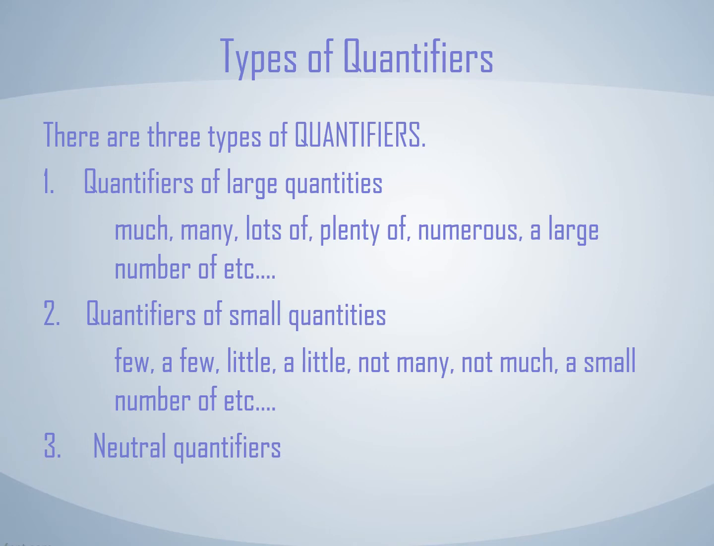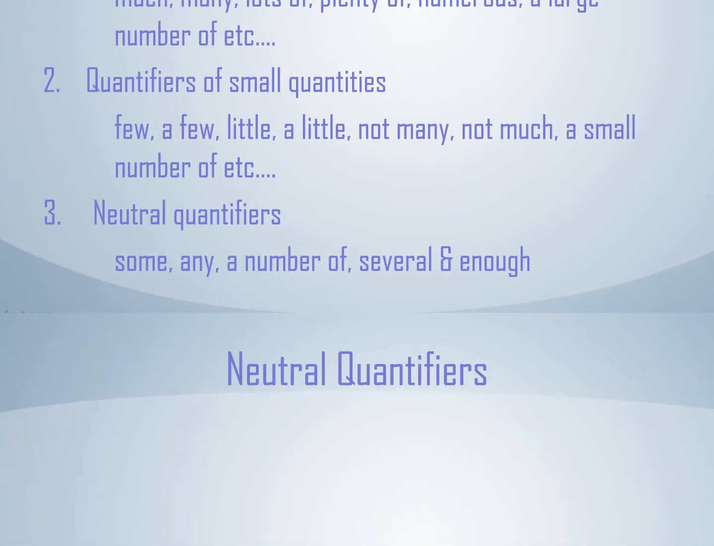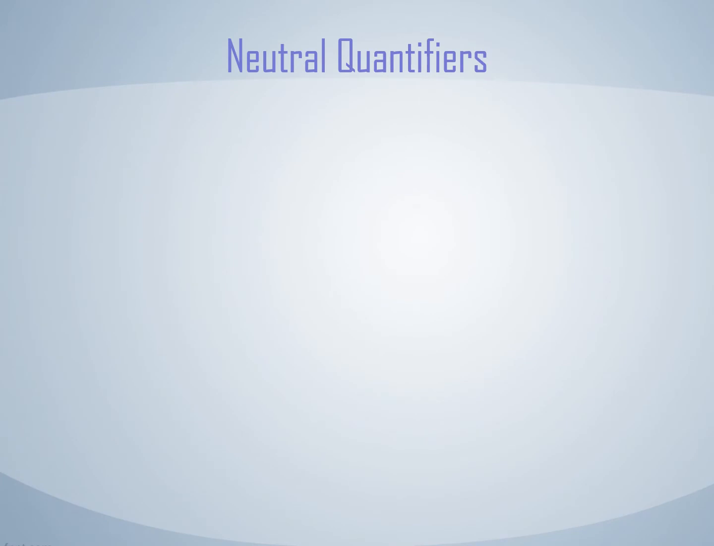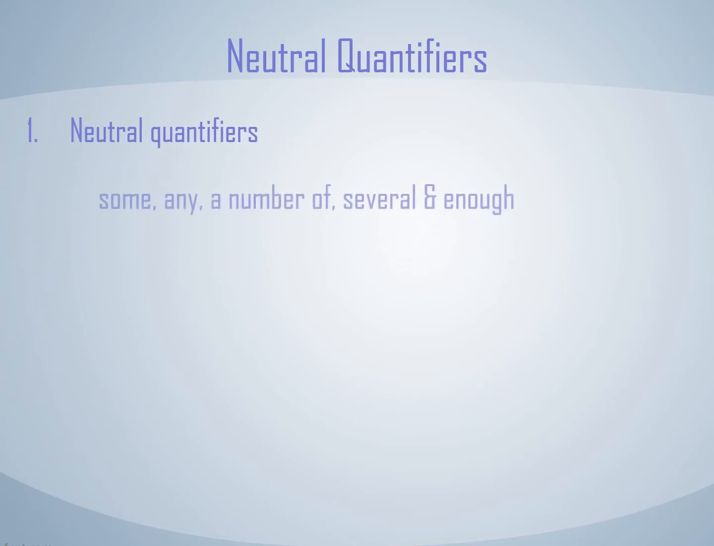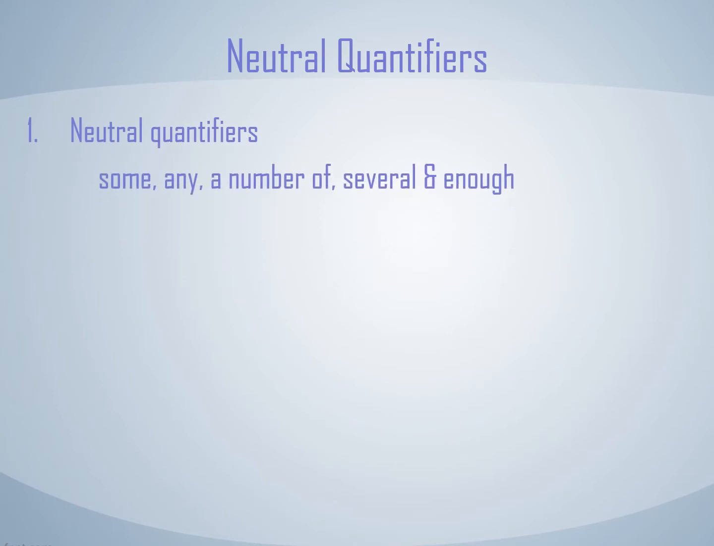And the third type of quantifiers is neutral quantifiers. It means we can use them with both types of nouns, count and non-count too: some, any, a number of, several, and enough. Now, first of all, I will describe neutral quantifiers so that you can tell the difference between quantifiers of large quantities and small quantities. So neutral quantifiers are, as I previously explained, some, any, a number of, several, and enough.